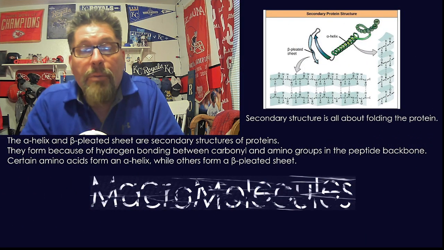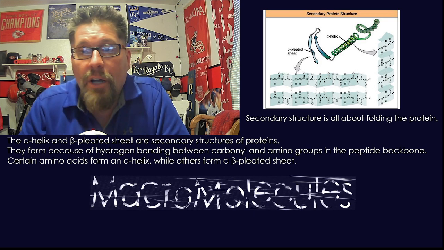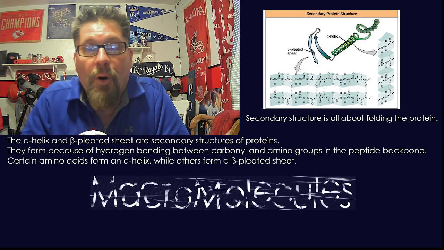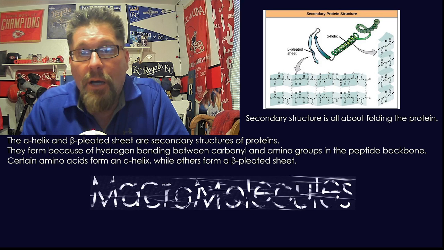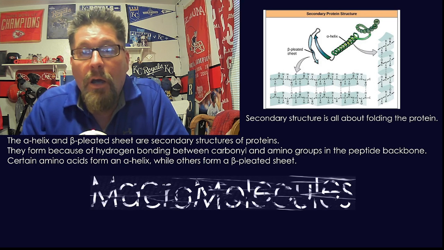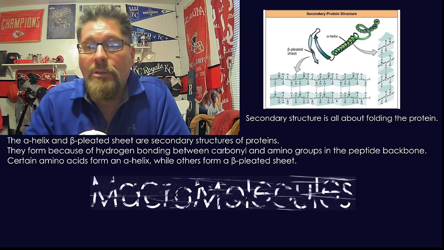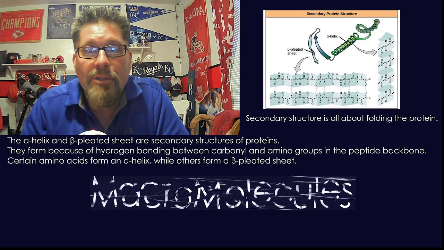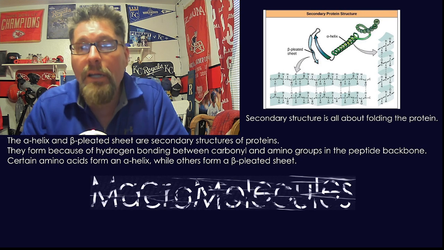Okay. Now that the protein is built, now the fun begins. Secondary structure is all about folding the protein in such a way to maximize space. Now there's a couple of ways that this is done. You got your alpha helix or your beta pleated sheets. These are secondary structures of proteins, and most amino acids do one or the other. They don't do both.